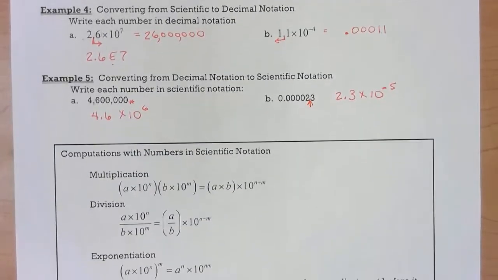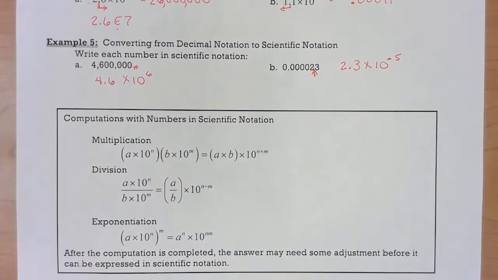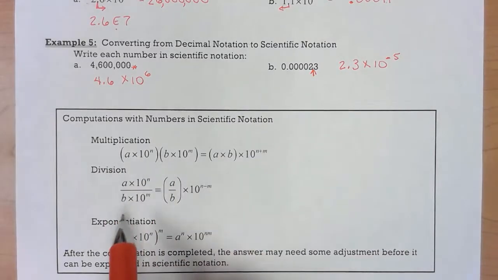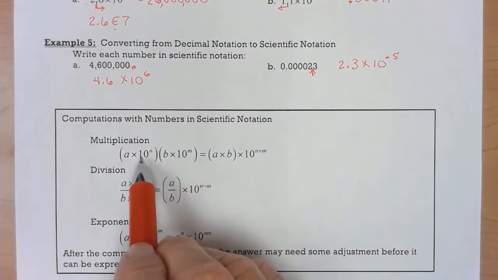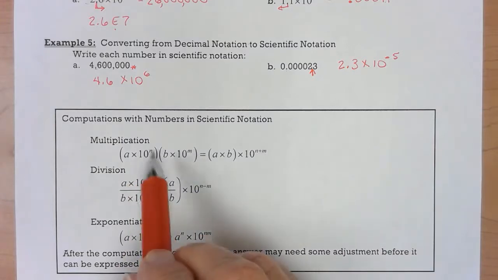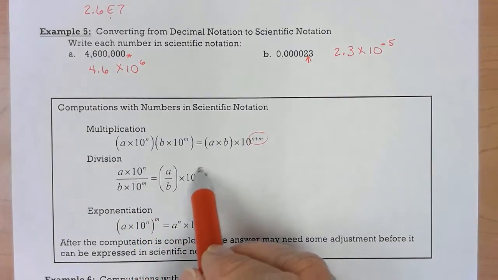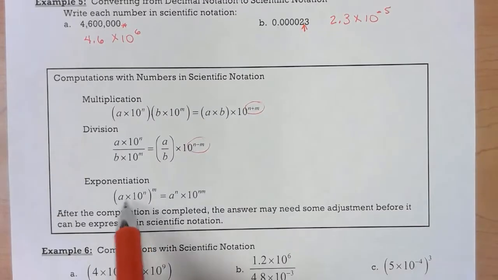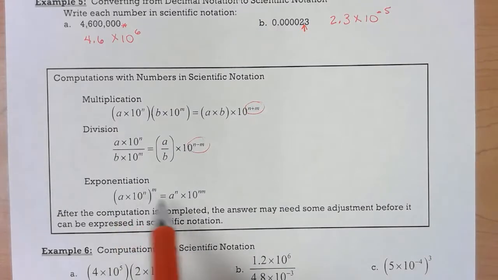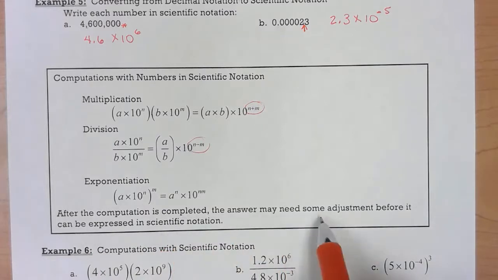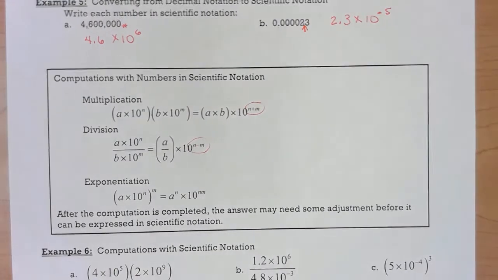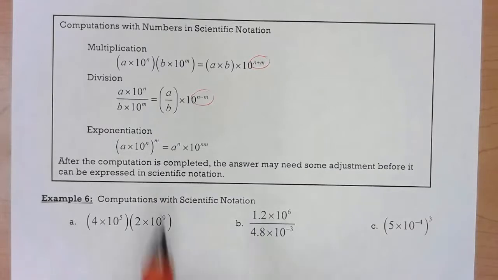Now, of course, because these are exponents, our rules still exist. In multiplication, you multiply your values, and then you work with your bases that are raised to the powers. So if you've got multiplication, you use your product rule. If you have division, you use your quotient rule. If you have a base raised to a power, you distribute that all the way through. Now, after you do the computation, the answer may need to be adjusted before it can be expressed in scientific notation. So let's look at these problems. These are going to be some examples of those situations in the box there.